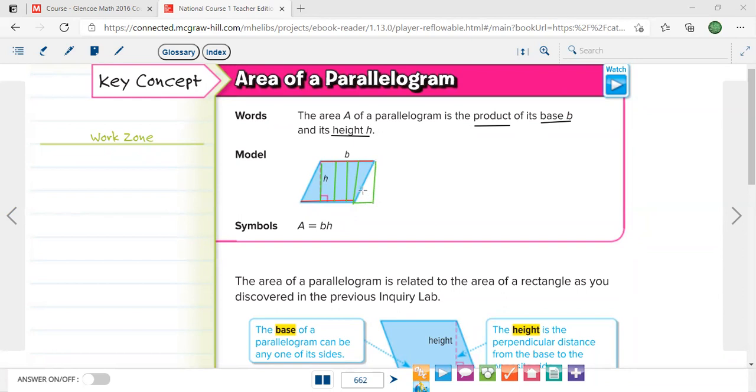So what is important about the height is that it is perpendicular. Perpendicular means it makes an angle of 90 degrees to the base, as you can see. So if I give you the base and the height, you just multiply them, use the rule area equals base times height. That's it.